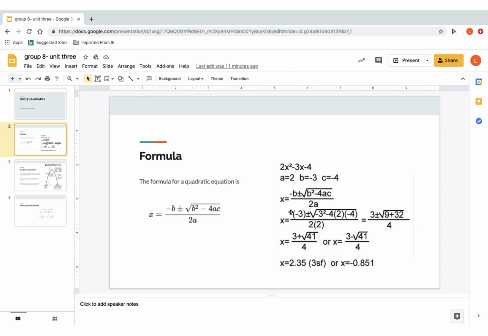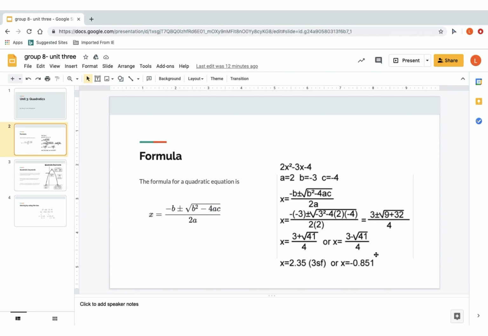There's our formula. So what we do is we plug in the numbers into the variables. And after that, we simplify, and we simplify once more. In the end, we will get these two equations. We get these two equations because of this plus and minus right here. This represents that we will get one equation that has a plus symbol and one equation that has a minus symbol. The reason for this is to get x1 and x2.